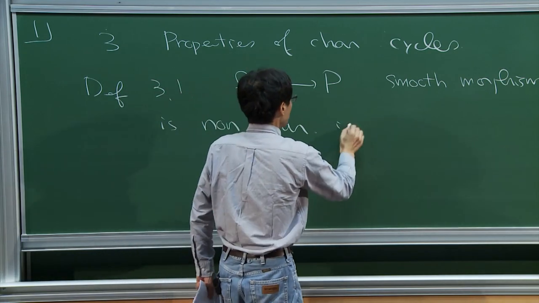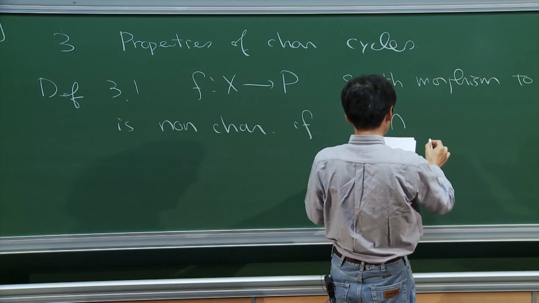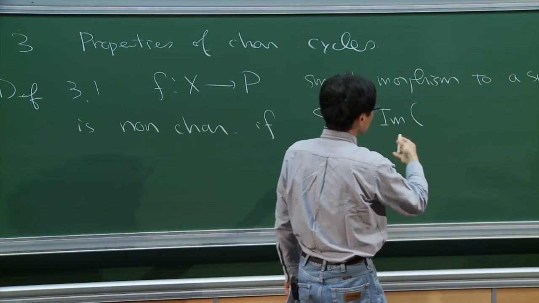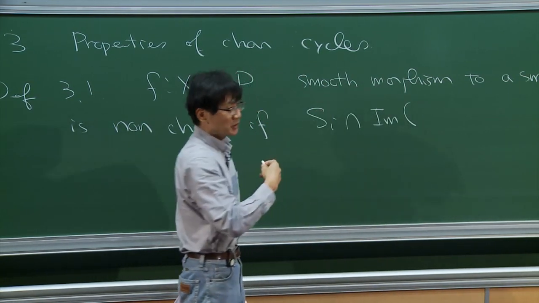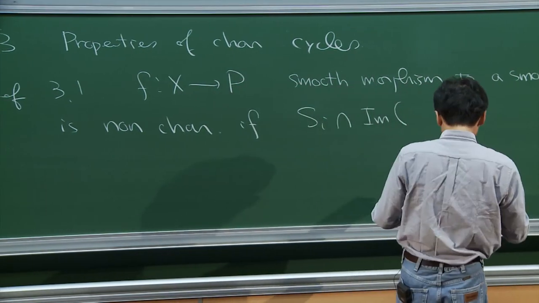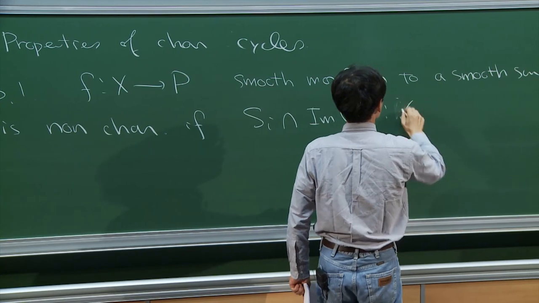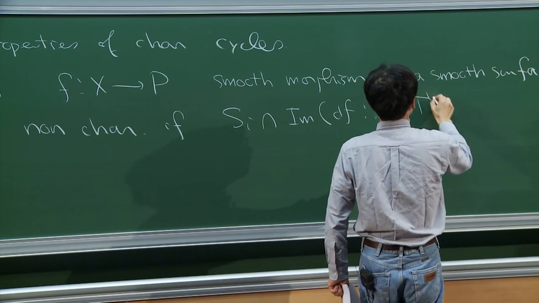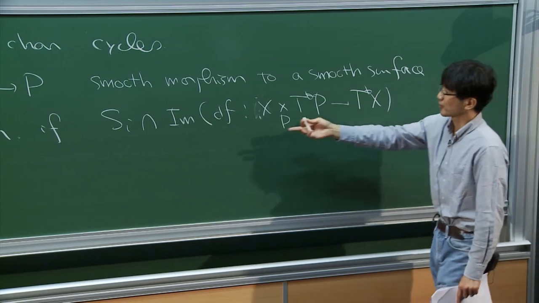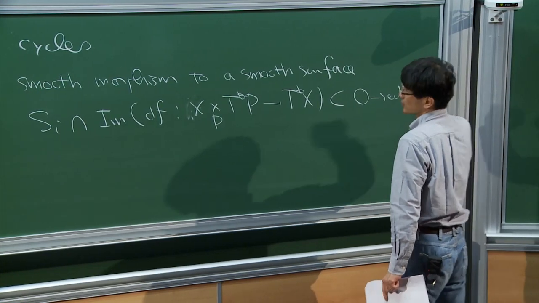if the condition now looks the same. So the intersection is... Yesterday we just assumed that the morphism is flat, so we didn't have an injection, but now we assume smooth, so we can talk about the image. So the image of df. Now I have x cross p. Today this is an injection, so we can talk about the image. So this is inside the zero section. This is one condition.